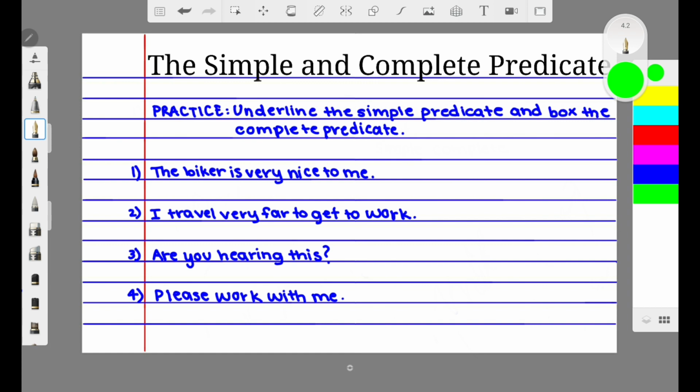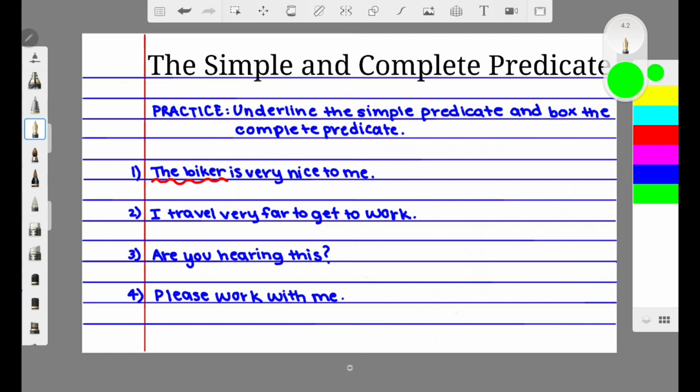Alright, let's go over number 1. The biker is very nice to me. So the first thing that we're going to do, in a different color, we're just going to identify the subject. This is a great thing to do because the complete predicate is basically all the words other than the subject. So now we know that is very nice to me is going to be our complete predicate.